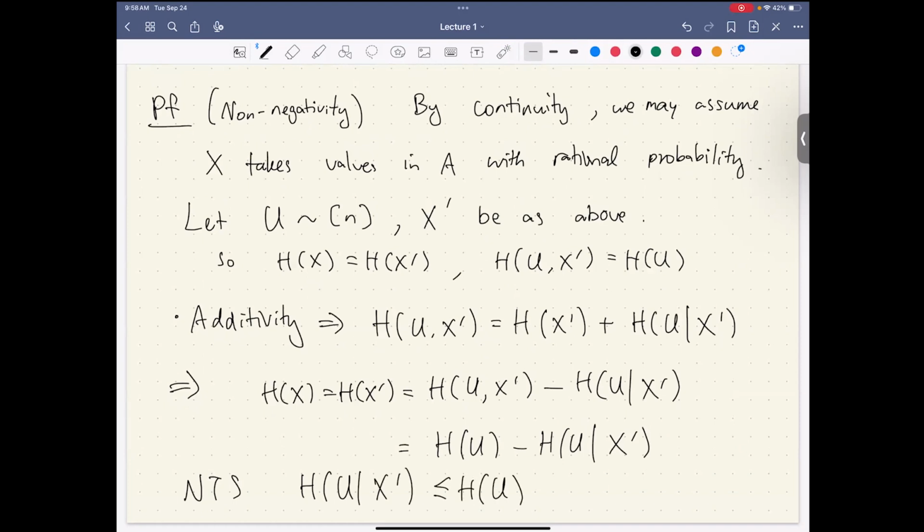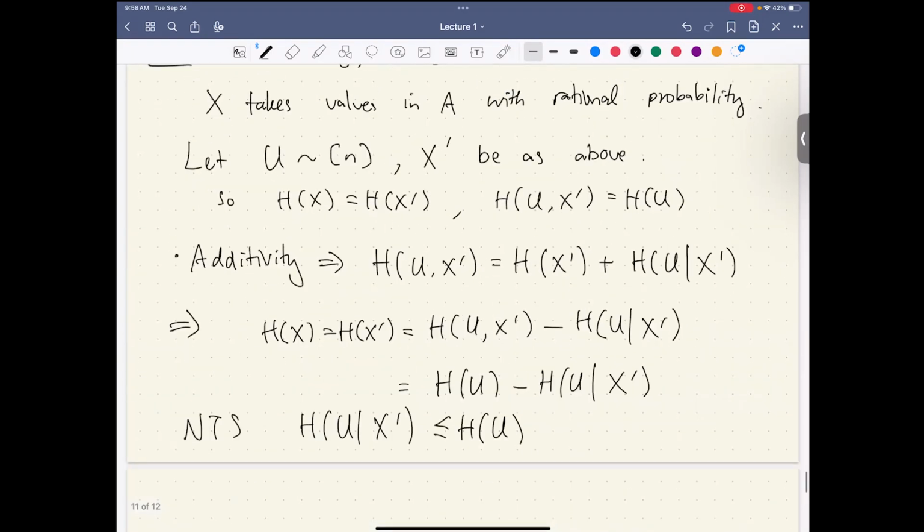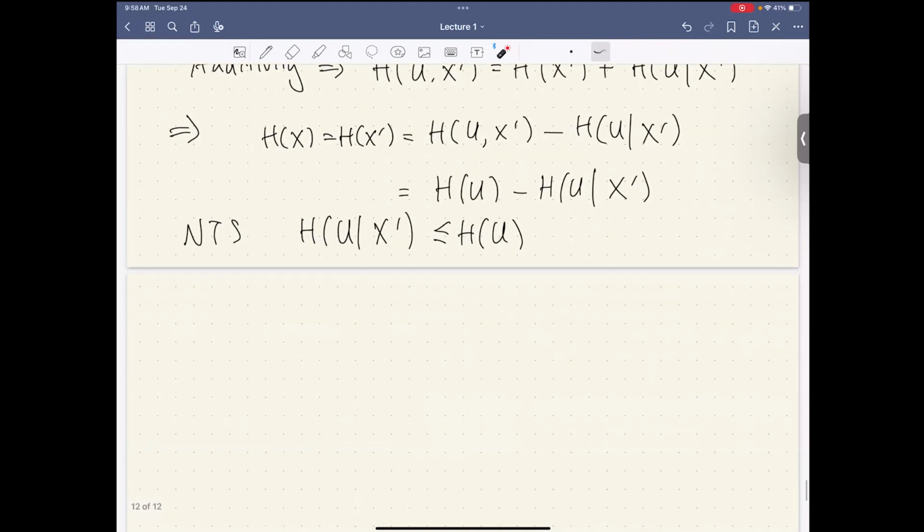Later, we will prove this in the more general form, but in this particular case, let's prove it in this scenario, which is sort of intuitive, right? The information you get from U, that's the right-hand side. Left-hand side is the additional information you get from U after knowing X prime. So if you already know a little bit something, the additional information can only be lower, less information. Okay. So how do we prove this?